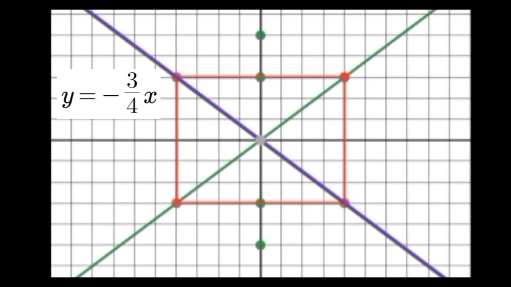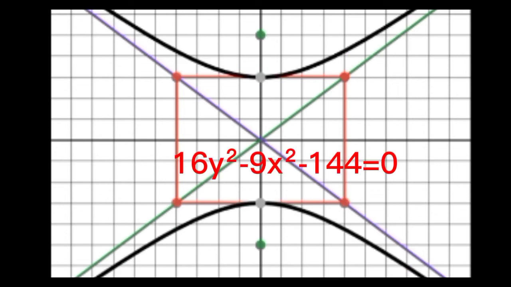So this is the graph of the hyperbola 16y squared minus 9x squared minus 144 equals 0. The two asymptote lines serve as guides to the direction of the opening of the hyperbola.